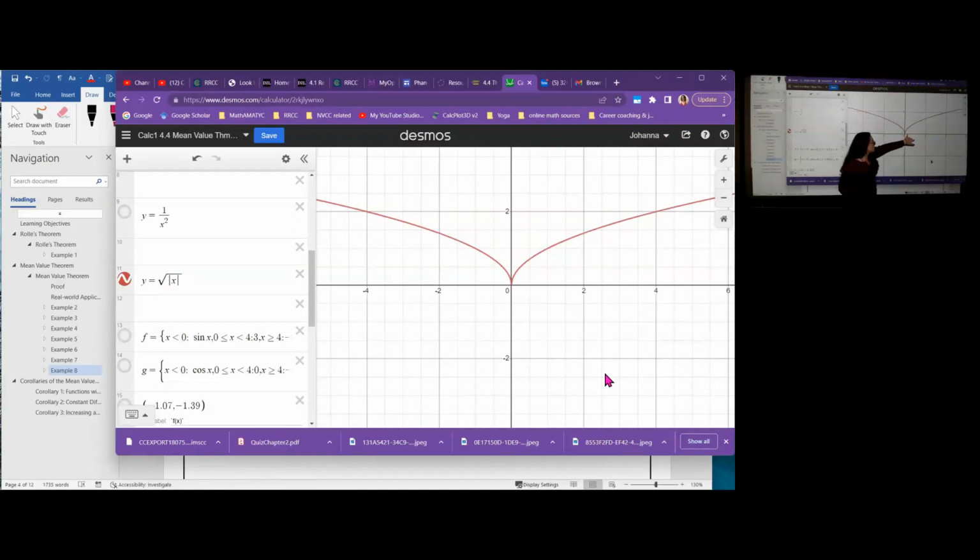At the origin, we have a cusp. In fact, from both directions, the tangent line is going vertical, producing a cusp at the origin. The derivative does not exist there, even though it's continuous there. It is not differentiable there. That is in the interval from -1 to 1. That's why we cannot apply the mean value theorem.